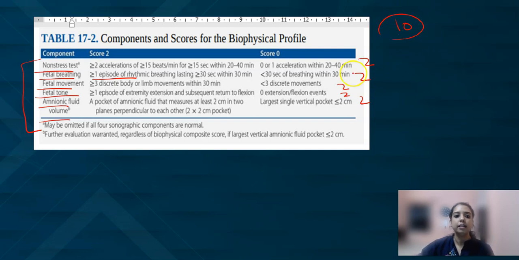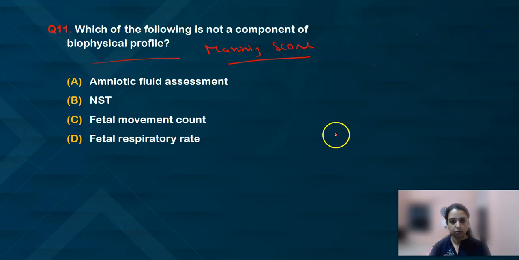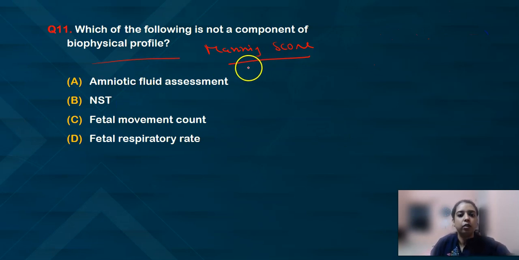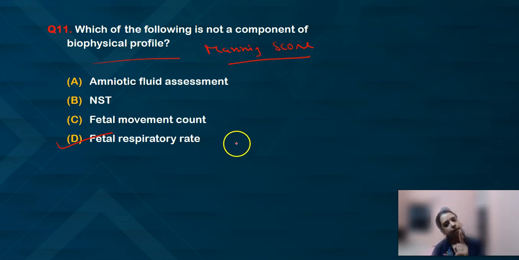Okay, so when the fetus is healthy, these variables are in good health, and the score will be 10, or maybe 8 by 10 is a good score. So our question was, which of the following is not a component? Amniotic fluid, it is. Non-stress test, it is a component. Fetal movement count, yes. Fetal respiratory rate, no, it is not fetal respiratory rate. It is fetal respiratory movement. You just need 1 respiratory movement for your biophysical profile to give you a good score.